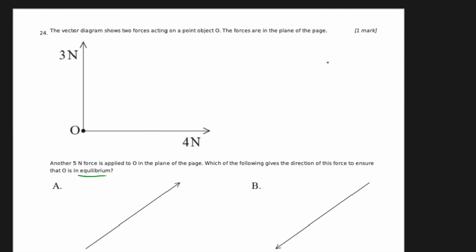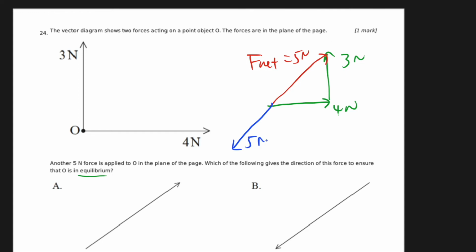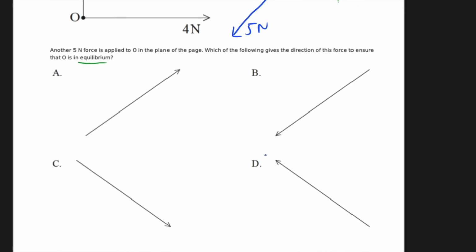So here they say a 3 Newton force, and here is a 4 Newton force, right? So this line is going to give us a net force of 5 Newton. In order to be in equilibrium, the net force has to be equal to 0, meaning that a force has to cancel this force, and this force needs to be in the opposite direction of the net force. So here you need to have a force of 5 Newton for the object to be in equilibrium. So it must be B.